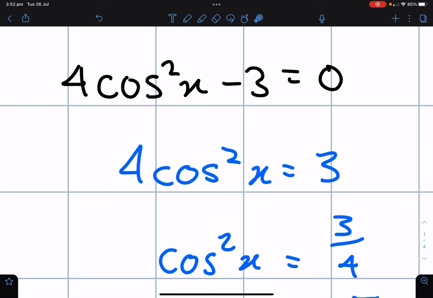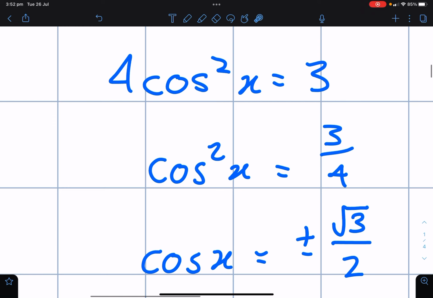Now, cosine squared x, remember, is just cosine x all squared. The way we deal with a square is to take the square root. Remember, we need both the positive and the negative version. So we've got plus or minus square root of 3 on the square root of 4, which is in fact 2. Now we have it in the form cos x equals. What we want to do now is work out what angles give me a cosine value of positive or negative root 3 on 2.